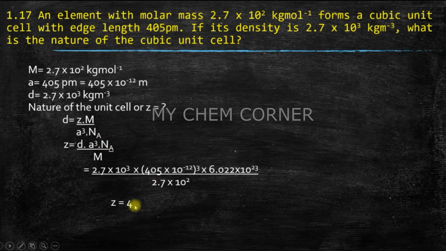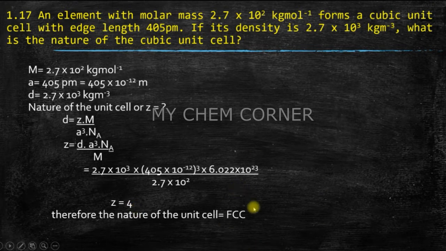So here when Z is equal to 4, the nature of that particular unit cell is FCC, because when we calculated the number of atoms per unit cell for FCC, the Z value was 4. So in this case, with these values, the nature of the unit cell is a face-centered cubic unit cell.